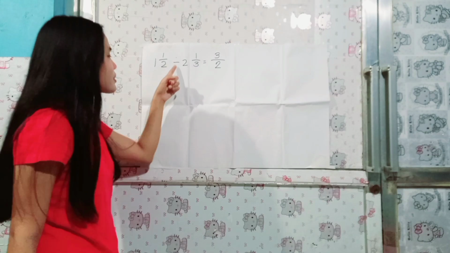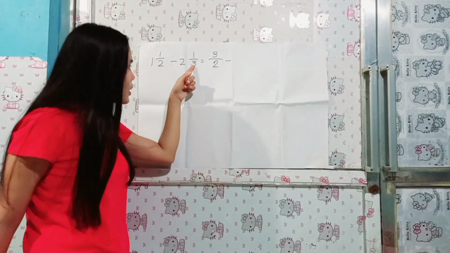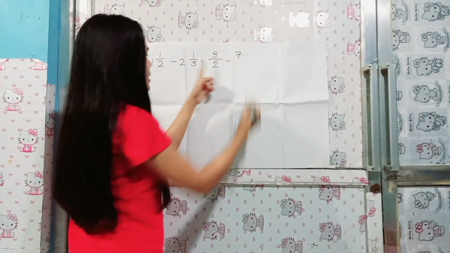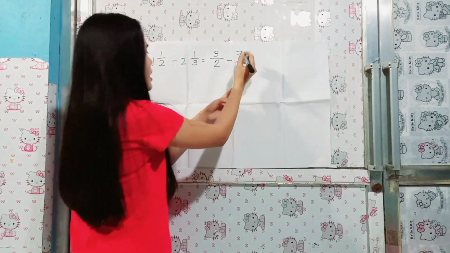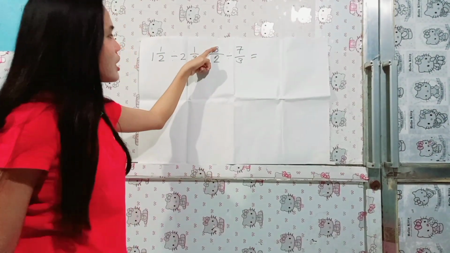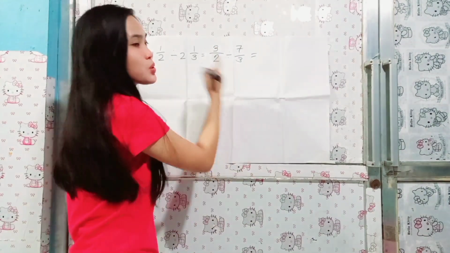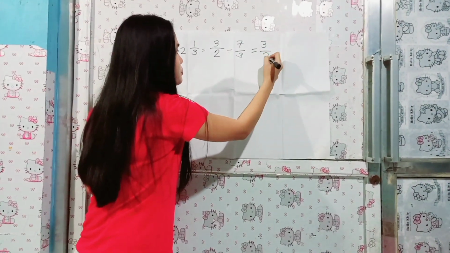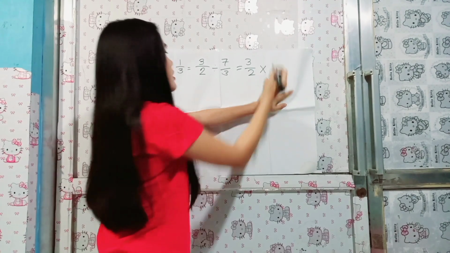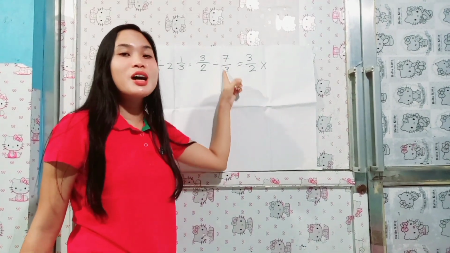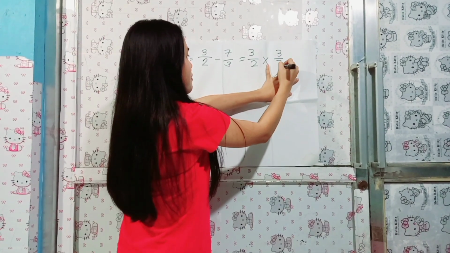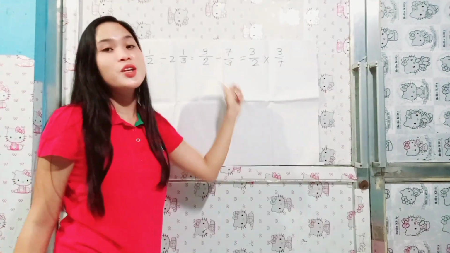Okay? And then, let's copy the division sign. 3 times 2 is 6. 6 plus 1 is 7. And then copy the denominator 3. Okay, so we can now divide. So let's follow the steps. 3 over 2, let's copy 3 over 2, which is our dividend. Let's change the division sign into multiplication sign. And then after, find the reciprocal of your divisor. So the reciprocal of 7 over 3 is 3 over 7. You just have to interchange the numerator and the denominator.